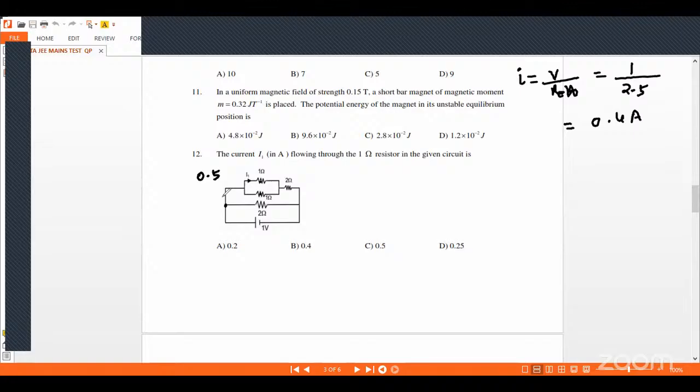0.4 ampere. Here the resistance is divided, here it is 0.5, so the current will also become half. The current in the 1 ohm resistor will be half of the total current because the resistance is half and they are in parallel. So, 0.4 by 2 means it is 0.2 ampere. That is nothing but the first option.